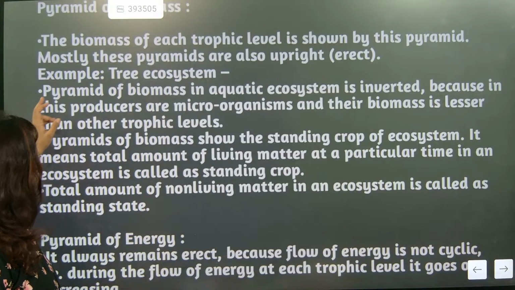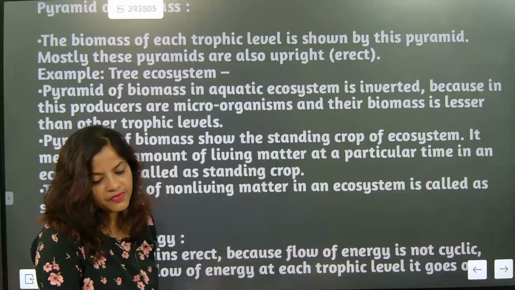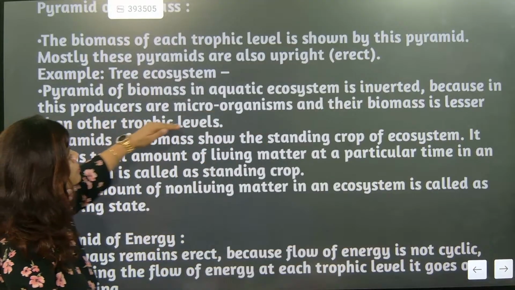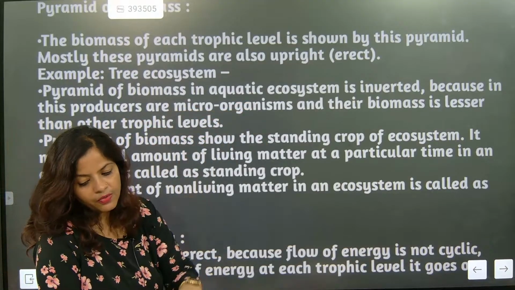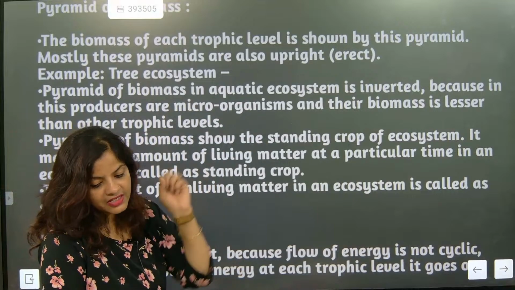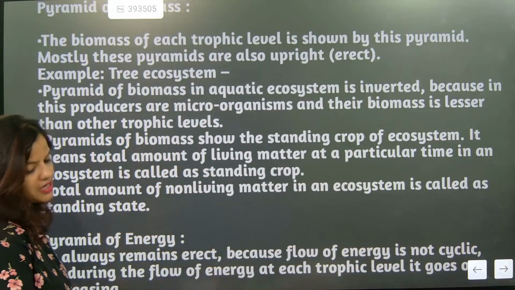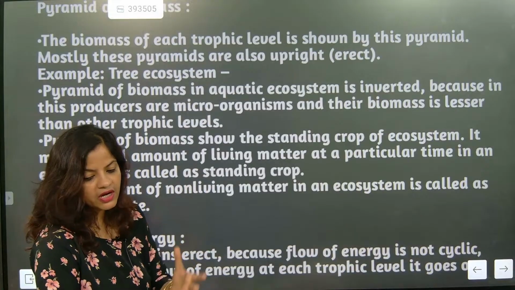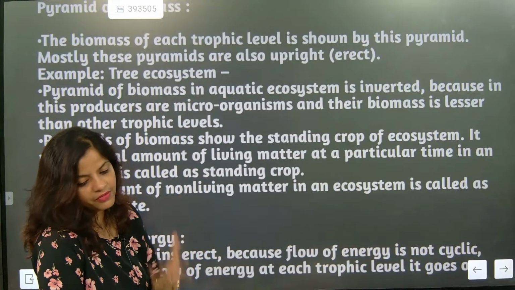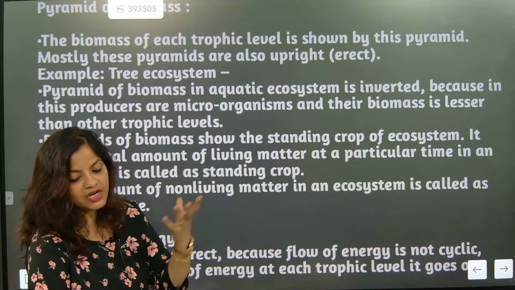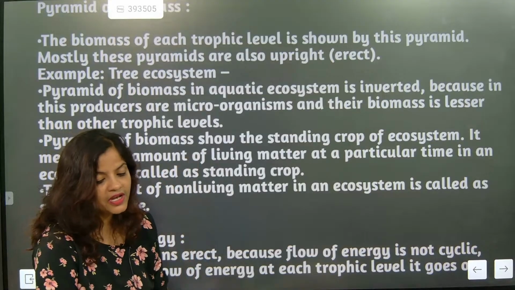So with the pyramid of biomass in an aquatic system, if somebody asks, it is inverted because in this the producers are microorganisms. And you know, beta, microorganisms are less in number, okay? Their biomass is lesser than the other trophic levels. Understood? For microscopic organisms, the biomass, the content, the energy produced will be less.